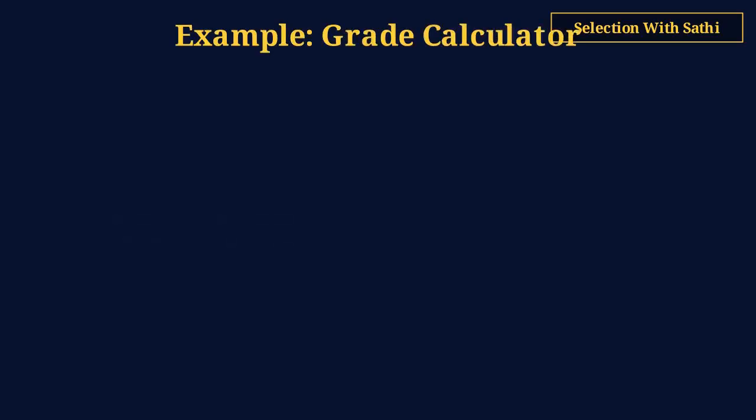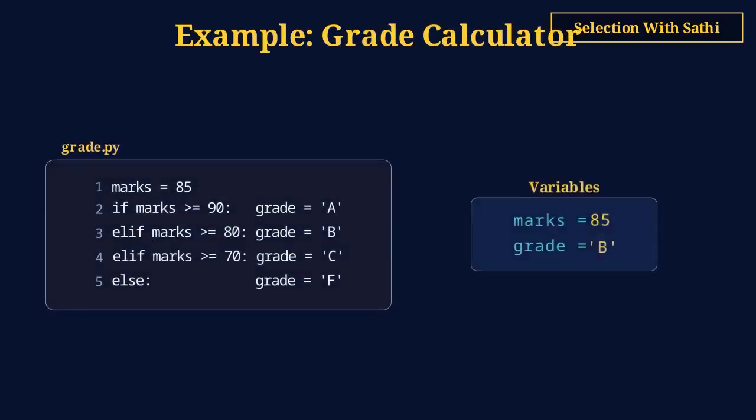Let's build a grade calculator. Marks equals 85. We check: if marks is greater than or equal to 90, grade is A; elif marks is greater than or equal to 80, grade is B; elif marks is greater than or equal to 70, grade is C; else grade is F. Since 85 is greater than or equal to 80 but less than 90, grade is B.